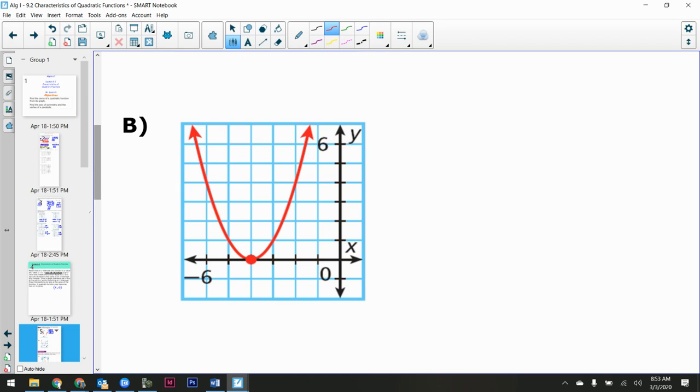Where does this cross the x-axis? It bounces off of it where? At -4, 0. Does it cross? So we could say -4 or -4, 0. Either answer is fine with me. But does it cross anywhere else? No, it doesn't cross anywhere else. Okay, so this one has 1 zero.